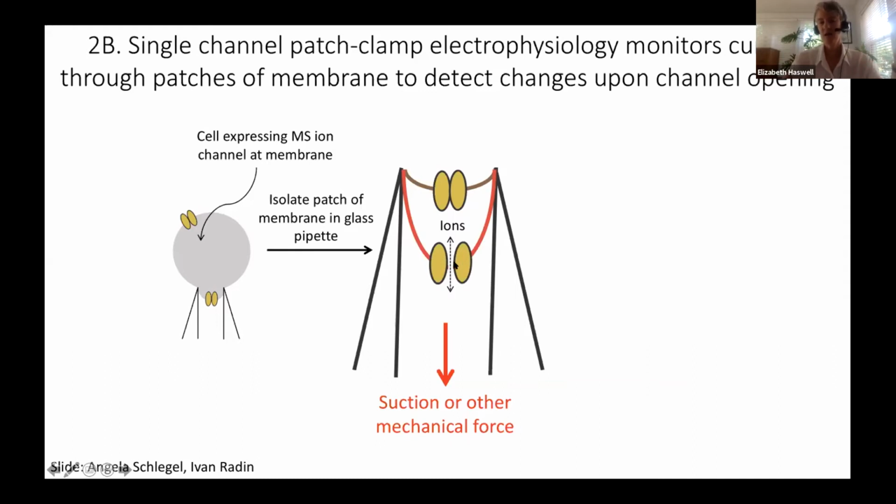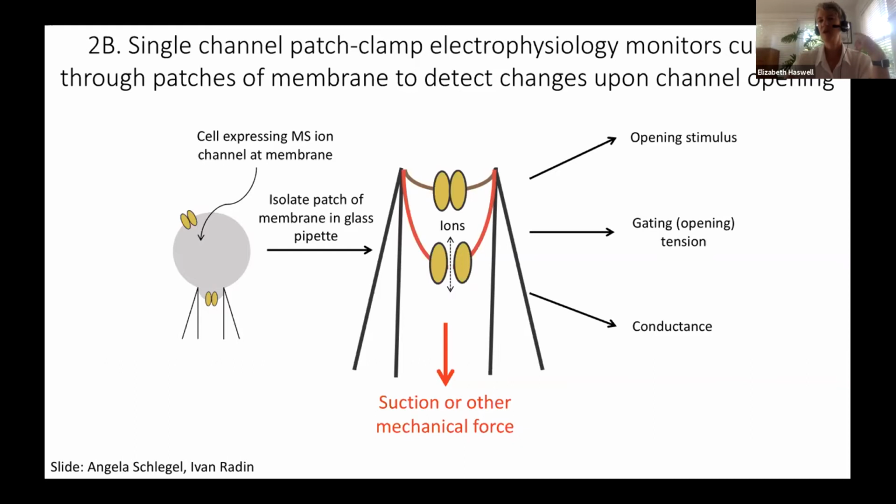We would have an electrode outside the pipette and an electrode inside the pipette, and we would measure current across this tiny patch. So every time a channel opened, there'd be a little jump in current. So you can measure the opening stimulus, the amount of tension or suction that you have to add to get the channel to open. You can measure how efficiently the ions pass and what kinds of ions pass across it. So there's lots of things that you can learn by doing this type of experiment.